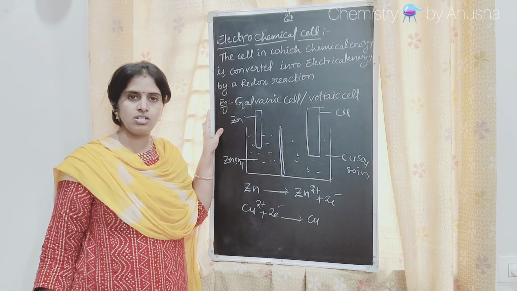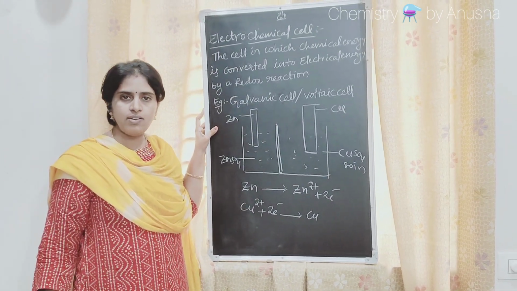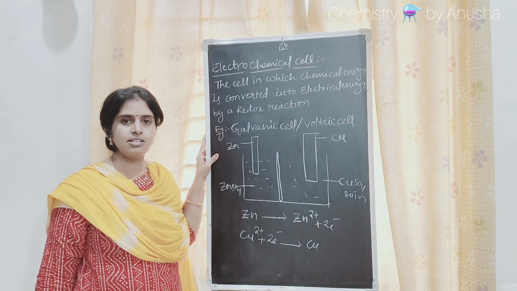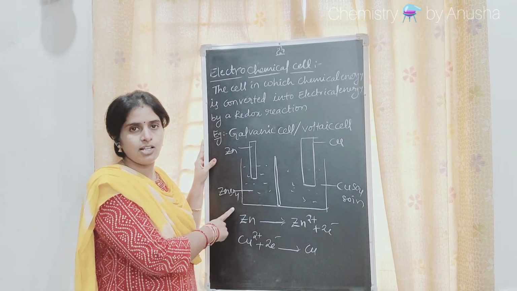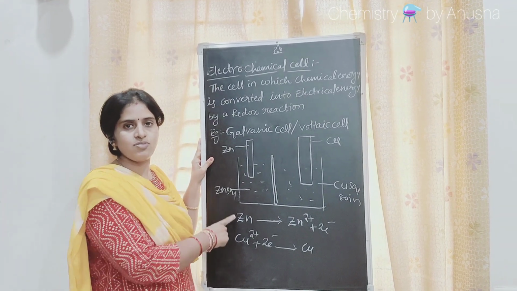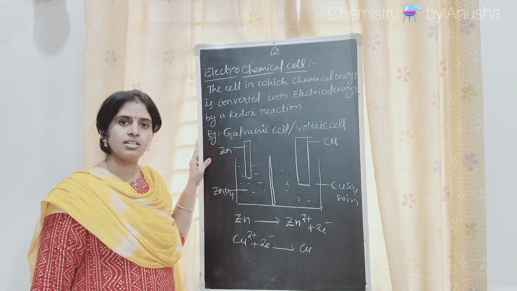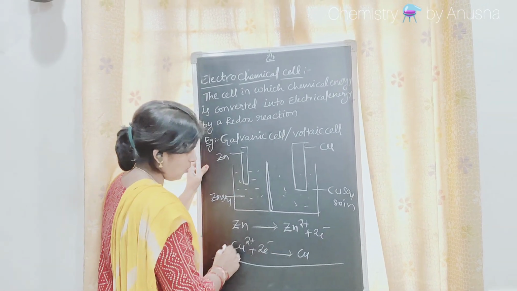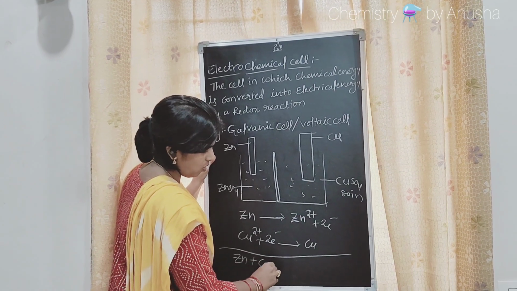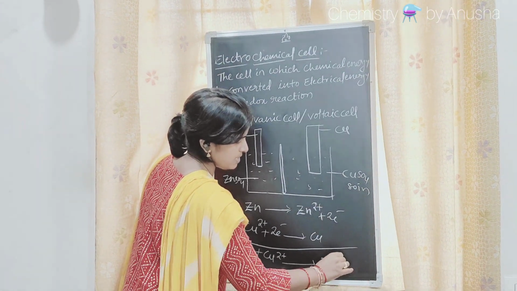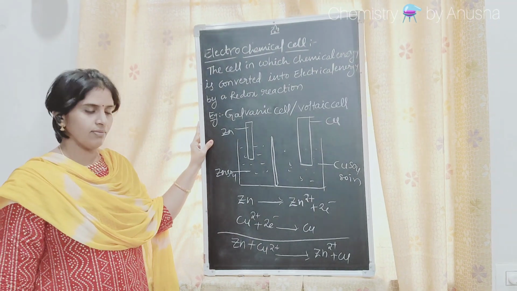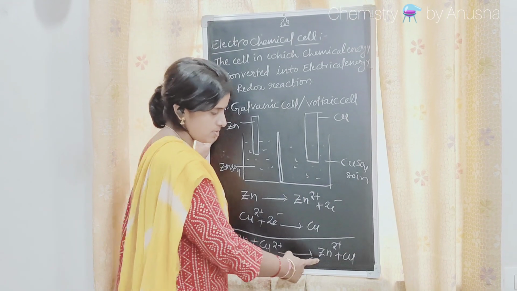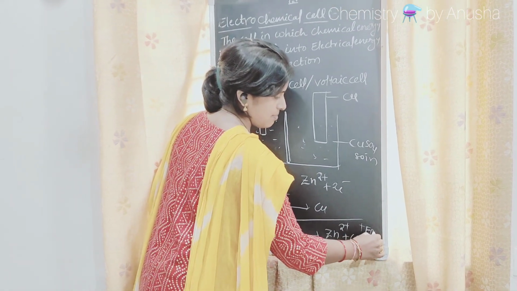Why does zinc undergo oxidation while copper undergoes reduction? We already discussed the same point in our previous video, the electrochemical series. Here zinc has more oxidation potential than copper. So when the combination of zinc and copper is connected, zinc undergoes oxidation and copper undergoes reduction. The overall cell reaction is Zn plus Cu2+ gives rise to Zn2+ plus Cu, which will result in EMF, electromotive force.